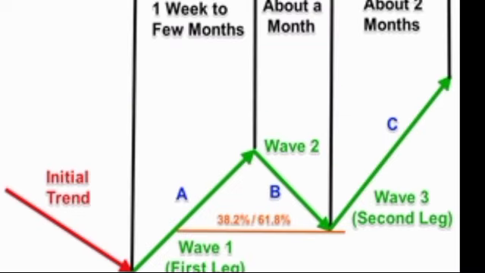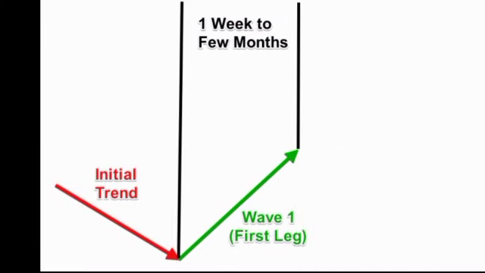The three waves of the measured move pattern have specific parameters which help categorize the formation. We will spend some time in the next section to discuss each of the three waves of the pattern in more detail. Wave 1, Impulse Leg. We will begin by dissecting the bullish version of the pattern.